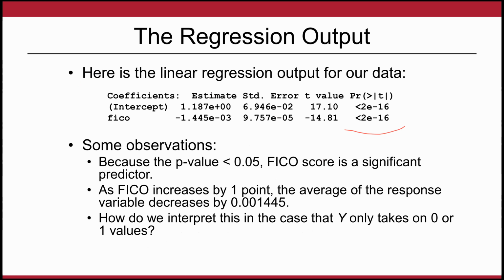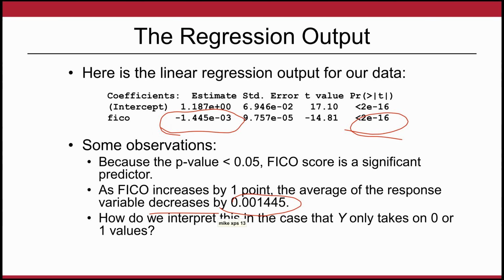Some observations. Okay, that's a really small p-value. There is a linear relationship between FICO score and default. So you need FICO in the model, we would say. How do we interpret this? That's scientific notation. It's this number. It's a negative number there, so that's why we say decrease. How do you interpret that?